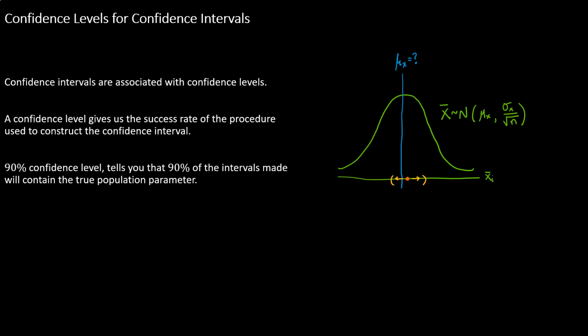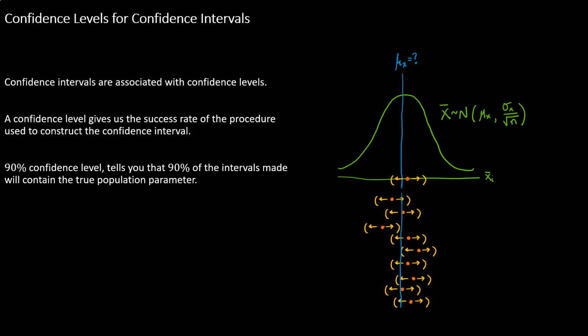To build that interval, we gathered a sample, calculated a point estimate, and then allowed for some error to create a range of values. Let's say that we repeat this process. So I take another sample, calculate a new point estimate for that sample, and then allow for some error. I've made two intervals. They've both overlapped with the center of our distribution, suggesting that they do contain the true population parameter.